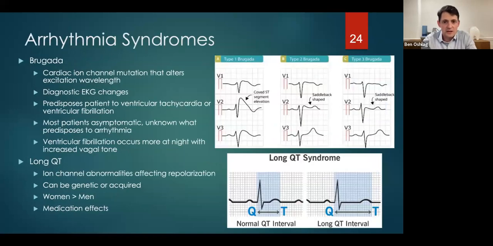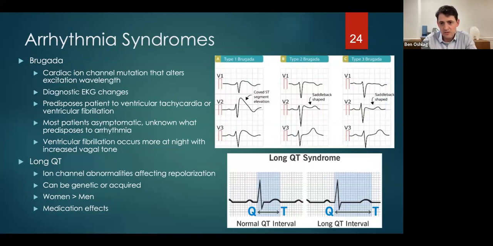Arrhythmia syndromes. Brugada, I think, is probably the most well-known. It's a cardiac ion channel mutation that alters the excitation wavelength. There are some diagnostic EKG changes. You can see some examples there. And it predisposes patients to ventricular tachycardia or ventricular fibrillation. Most people are actually asymptomatic. We don't really fully know yet what predisposes some people to arrhythmias.